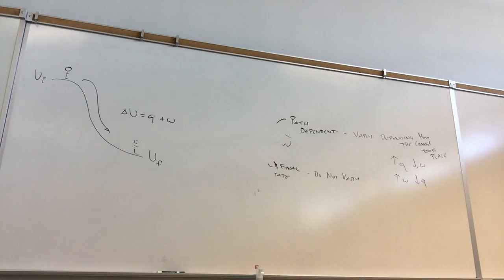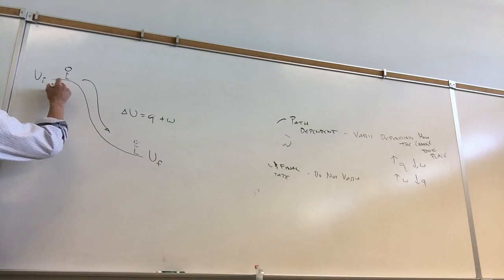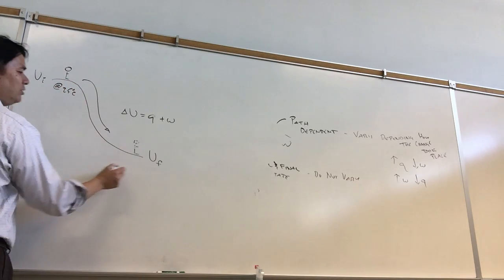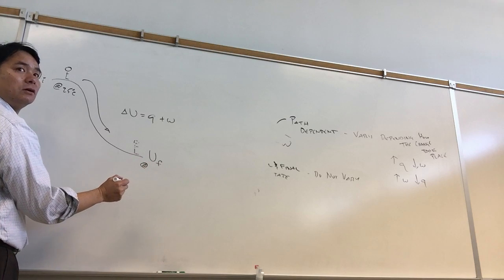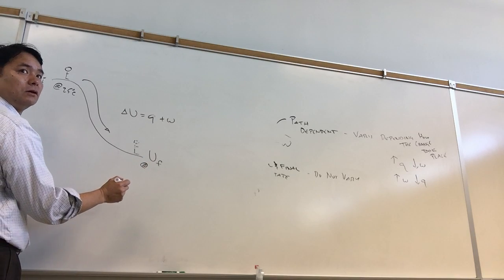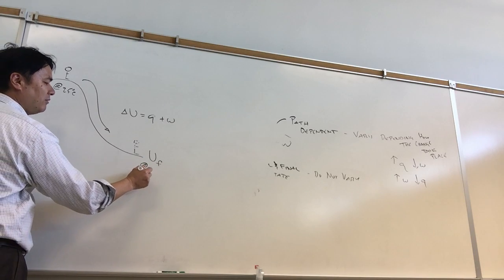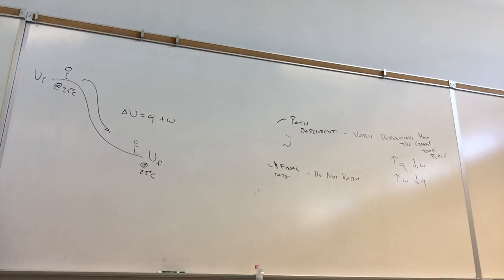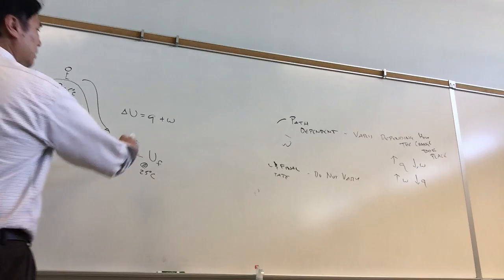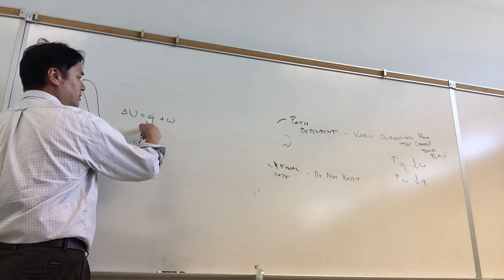Now what is the change? Well, we'll just say U initial is at 25 degrees C, and U final should be at 25 degrees C. But what's going to happen in going from there? There's going to be a change in potential energy, and that means what goes to the surroundings? Heat and work, because delta U is equal to Q plus W.